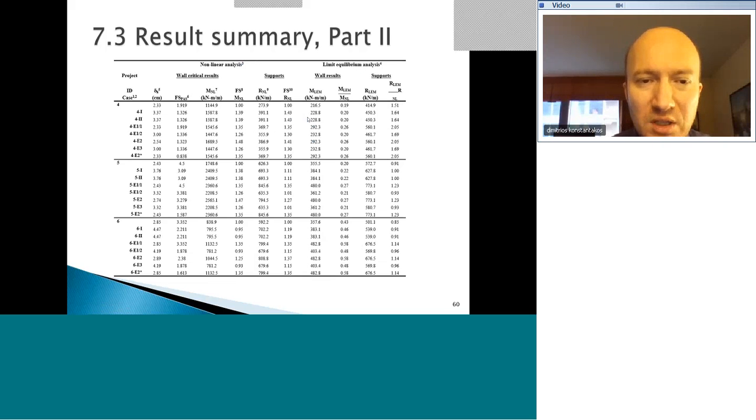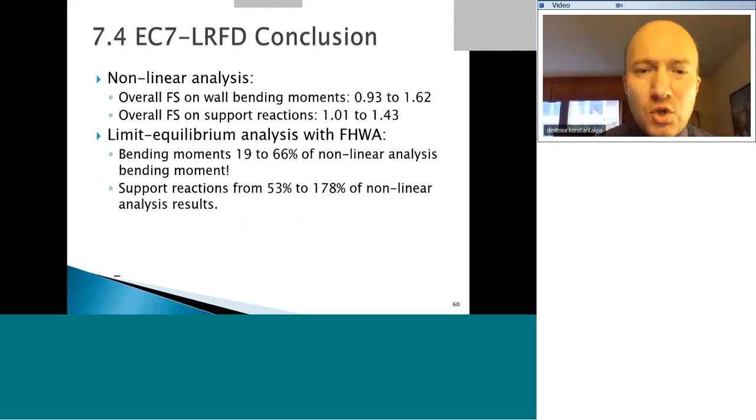We also looked at, if you remember, the FHWA approach assumed the pinned reaction at the supports at the excavation subgrade. What we saw was that in some cases, your safety factors, when you apply the Eurocodes or something else, tend to be smaller. There were some cases where you got a smaller safety factor on wall bending moment using a design approach or LRFD than you would otherwise get.